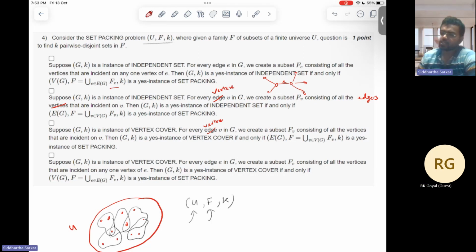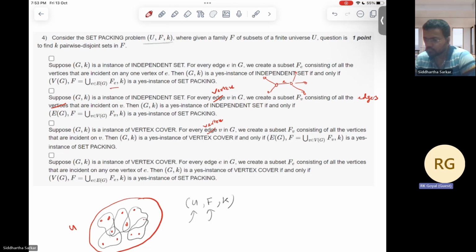Okay, so for every edge you have a family. Look at it this way. In the graph, you consider an edge. Now there are some vertices which are incident to one of the endpoints of that edge. So that constitutes one family. Now for every edge you have these families. So the claim is if there is a k-sized independent set, then you can find k disjoint such families in the graph.